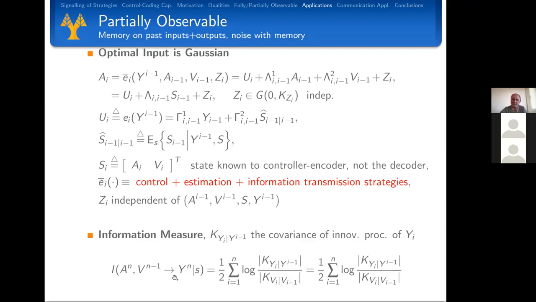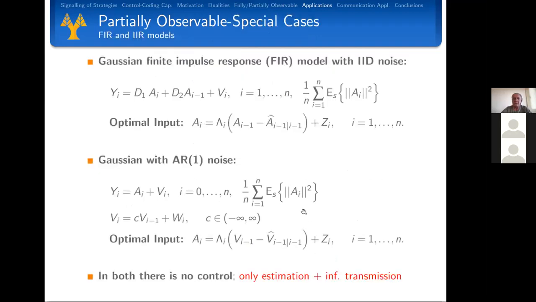For this problem, the information measure at the converse is actually the directed information between the sequence of previous noises and the output sequence, and it breaks down to these two. I don't know why I put this. I think this should be removed. It's the same thing. I think I wanted to put here that this is the innovations process, but I will come to this.